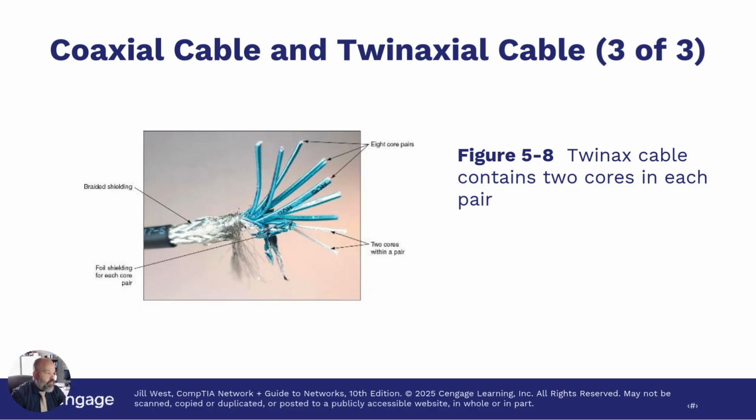So here's a picture of what the coax and twinax looks like. This is actually twinax. So this is what it looks like on the inside. Notice it's got 8 core pairs with braided shielding and foil. It's like each pair of wires gets its own bubble wrap in there, with all that shielding and protective coating. This sophisticated design is what allows twinax to handle high-speed data transmission while staying tough enough for data center environments.